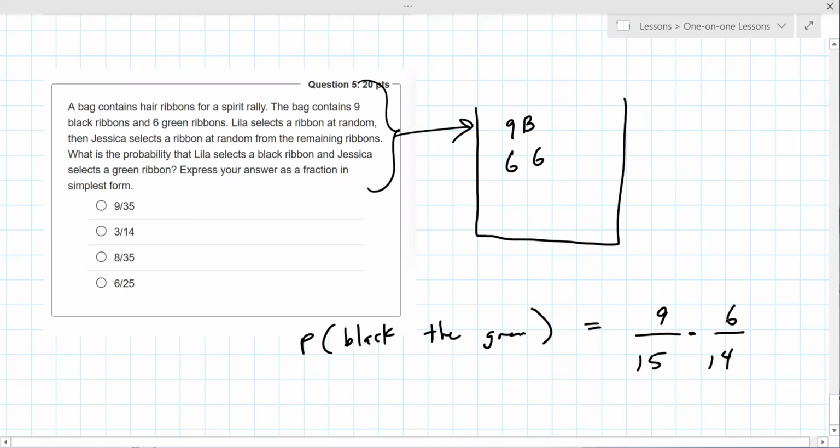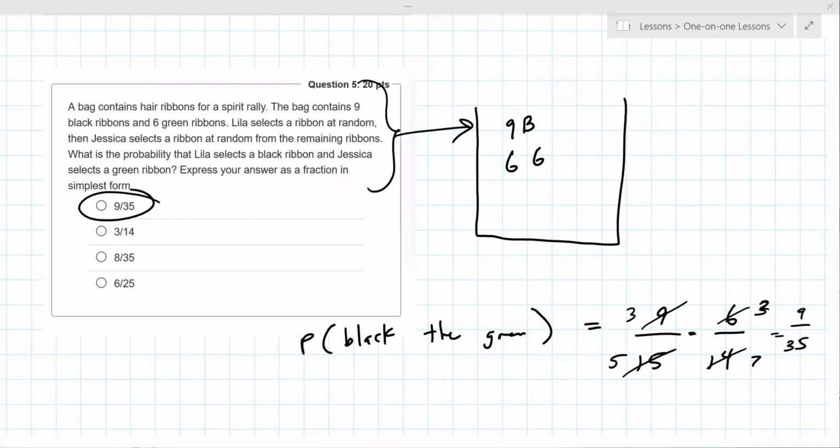So when you reduce a fraction like this, you can start canceling some things out. Like 3 goes into that, 5. 6 goes into this, so that's 2. I'm sorry, 3, and then 7. So it looks like it's 9/35. All right. Got it? Okay.